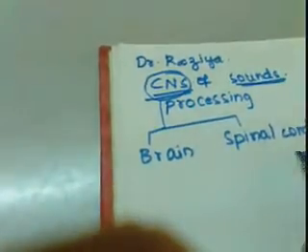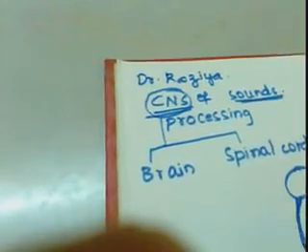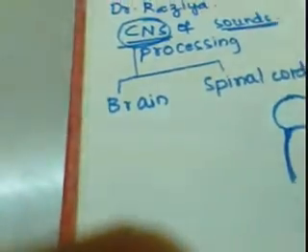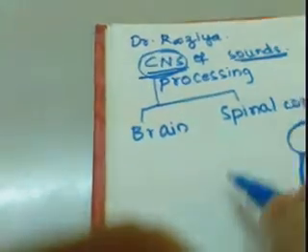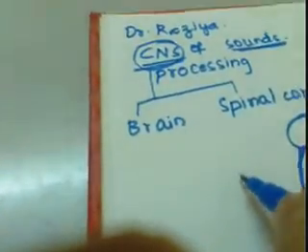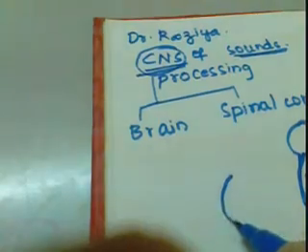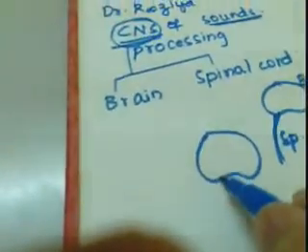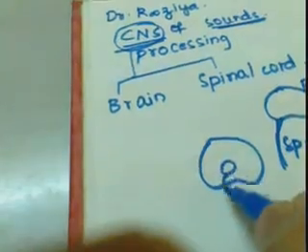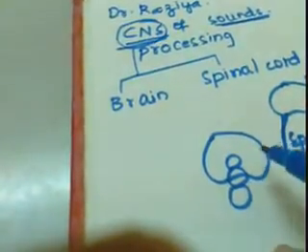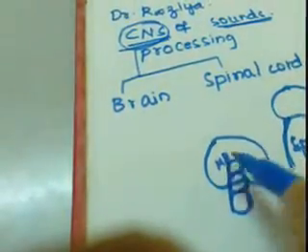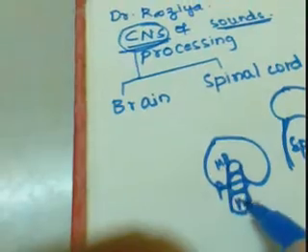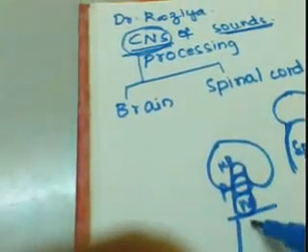So it's like this. This is the brain and this is the spinal cord. This brain has a brain stem, and it has midbrain, pons, and medulla. This is the brain stem. This is the midbrain, this is the pons, and this is the medulla. The continuation of this medulla is the spinal cord.